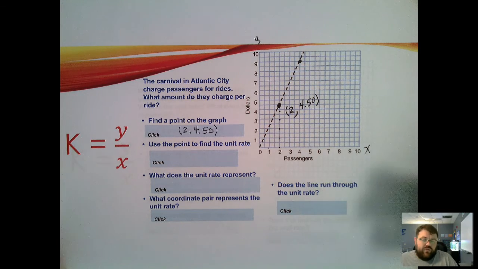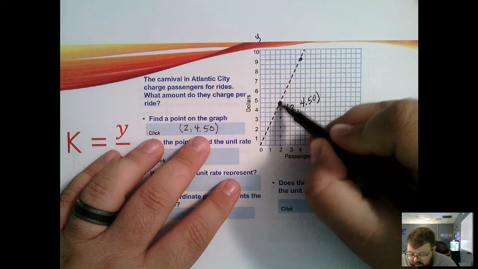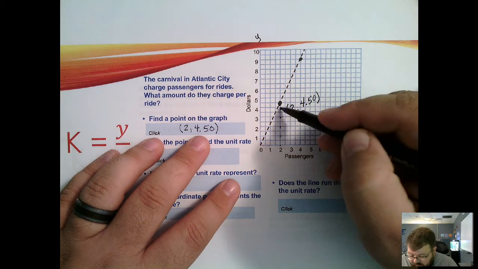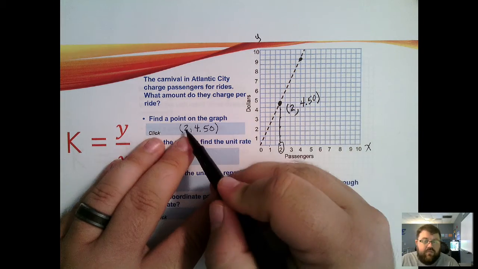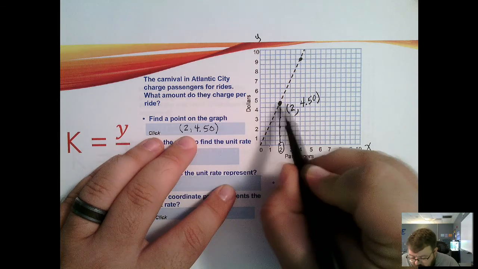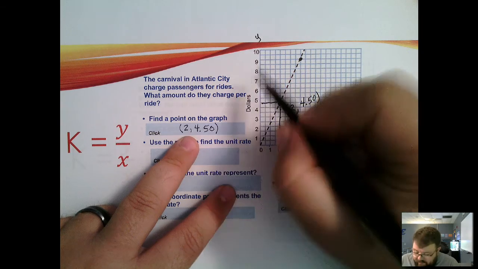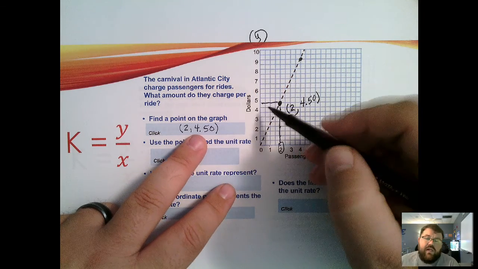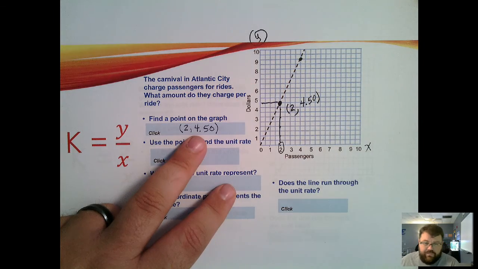Now, I chose this point. Hopefully, you pick your point on the line first, okay? Then you can go down to see what your X value is. Understand that comes first. And then you go over and you can see what your Y value is. Now you need to be careful to make sure that you understand how the graph is numbered, because each one is numbered differently.